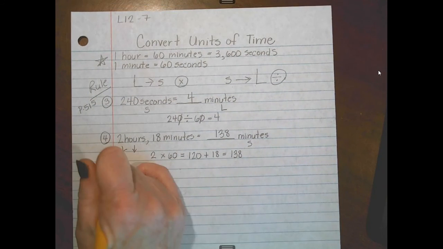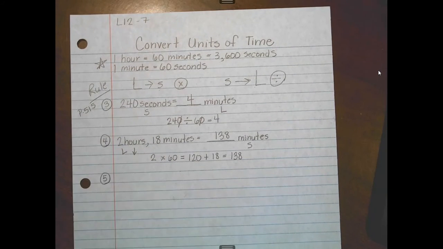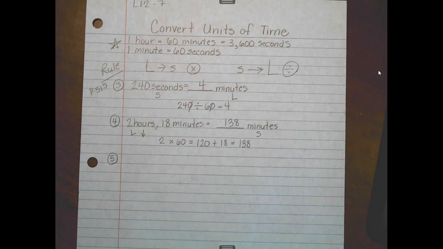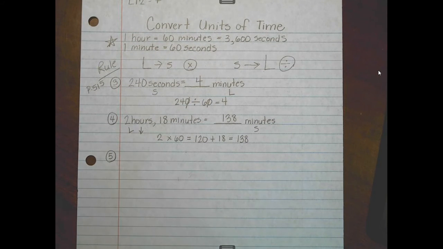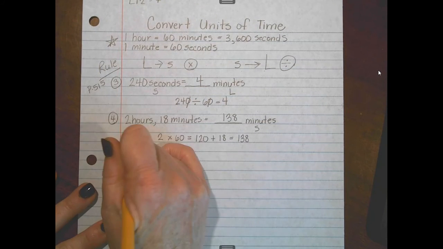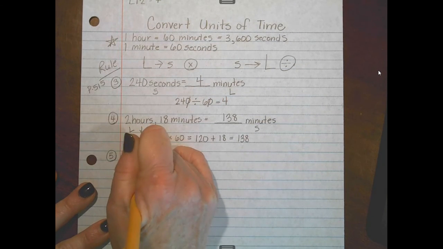All right, number 5. And again, if you need to pause me and rewind and listen to my explanation again, or just simply pause me so that your work is as thorough and detailed as mine, that would be what you need to be doing. All right, number 5, we have 4.5 minutes. So we have a mixed number here.